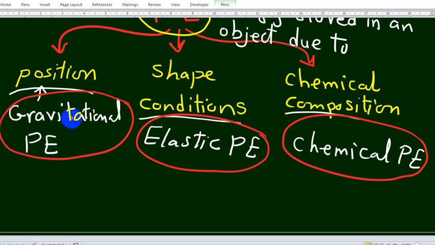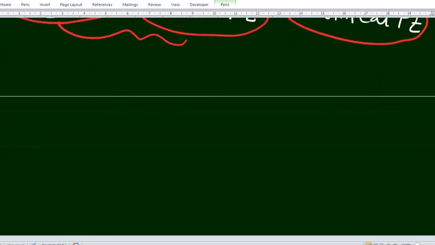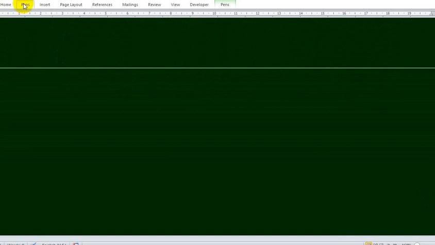Gravitational potential energy is the energy associated with an object due to its position from the ground. Elastic potential energy is the energy associated with an object due to its shape or conditions. The energy stored in an object due to its chemical composition and the bonds inside it is called chemical potential energy. We will discuss gravitational potential energy and elastic potential energy. Chemical potential energy is not included in our course here. So let's start with gravitational potential energy.